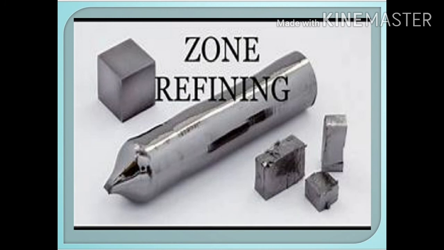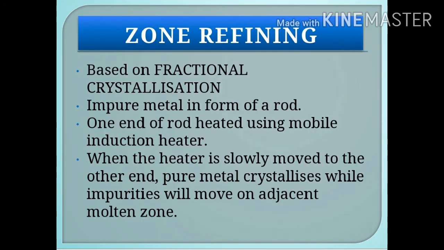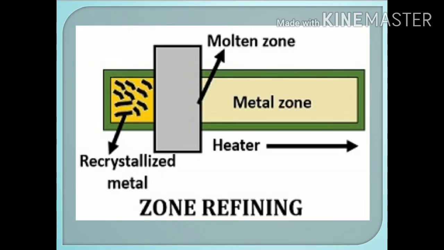And the next process is the zone refining process. The zone refining process is based on the principle of fractional crystallization. The impure metal in the form of a rod has one end heated by using a mobile induction heater. Mobile induction heater is nothing but a heater that is slowly moved to and fro. In the next diagram you can see that when the heater is slowly moved to the other end, pure metal crystallizes, whereas the impurities move on to the adjacent molten zone.